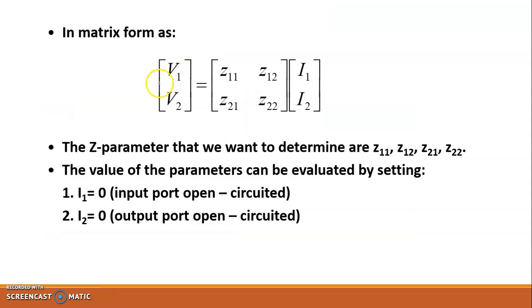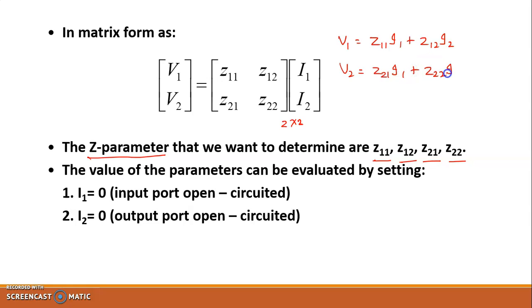First, we are going to study about Z parameter. So, what do you mean by a Z parameter? The Z parameter matrix is actually a 2 by 2 matrix consisting of 4 different parameters: Z11, Z12, Z21, and Z22. The equation representation of the Z parameter is V1 = Z11 I1 + Z12 I2, and V2 = Z21 I1 + Z22 I2. So here the input and output voltages V1 and V2 are represented in terms of the input and output currents I1 and I2.